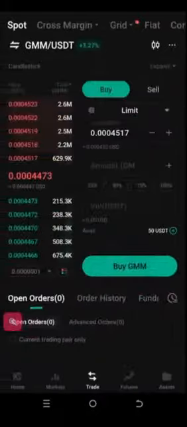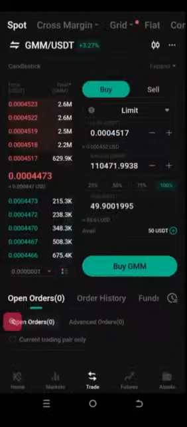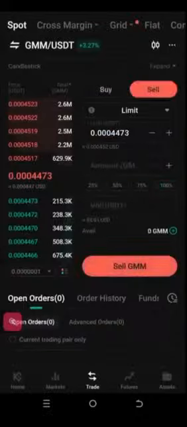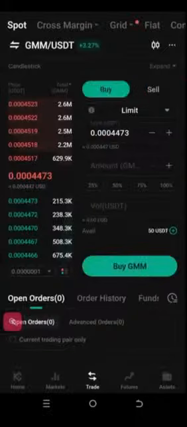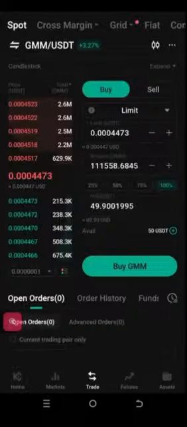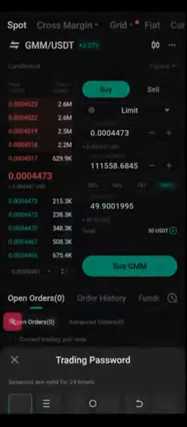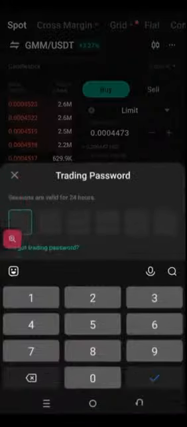Let's go ahead and purchase this. Like I said, if we go ahead with the middle price and pick on that, we're going to get 111,000. But let's just click on buy. I'm going to put in my trading password and I'll be back.